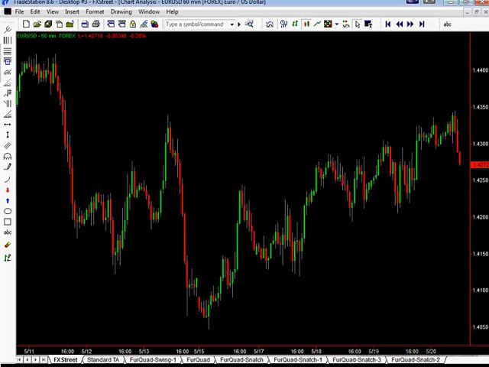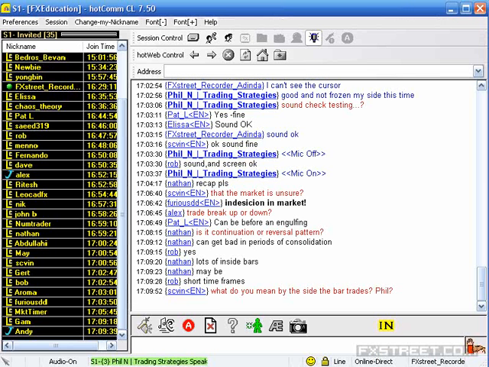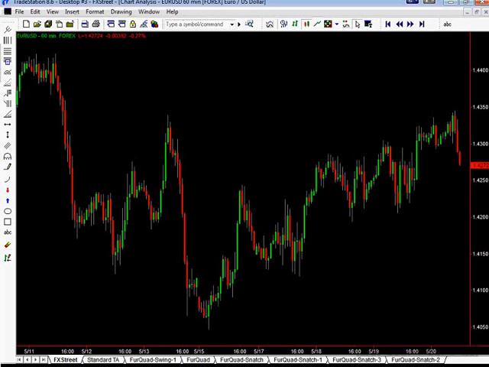So we know that the general textbook view is that when there's an inside bar, buy the high, sell the low, whichever side breaks first is the side that you trade, and the opposite side becomes your stop loss location.